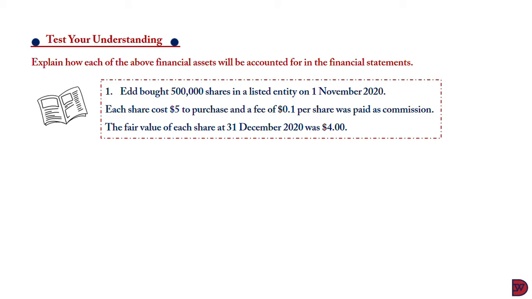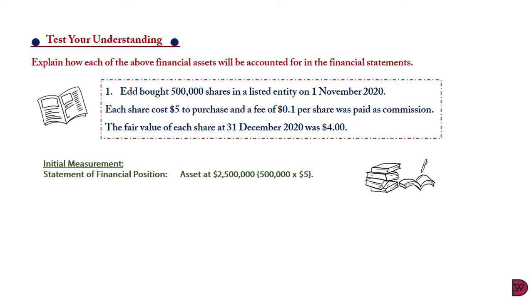1. Ed bought 500,000 shares in a listed entity on 1st November 2020. Each share costs $5 to purchase and a fee of $0.1 per share paid as a commission. The fair value of each share at 31st December 2020 was $4. Here we elect to classify the investment in shares as fair value through profit or loss. Therefore, it is initially recognized at $2.5 million, that is the 500,000 shares multiplied by its value of $5, on the statement of financial position as an asset.